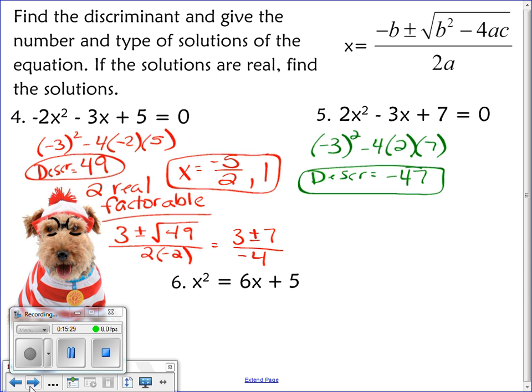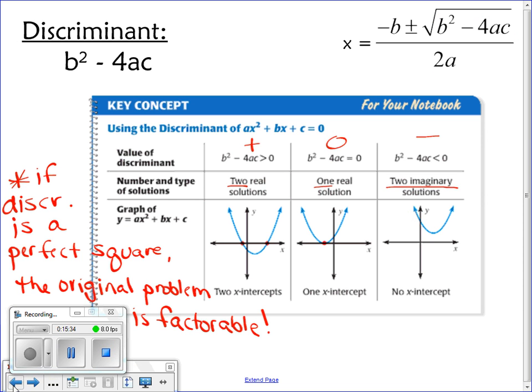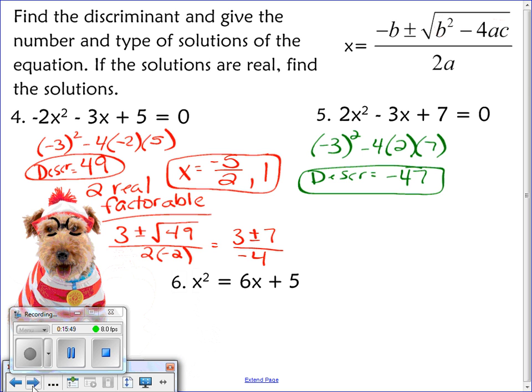Question. It is all based on that. If it's positive, you have 2 real. If it's 0, you get 1 real. If it's negative, you have 2 imaginary. Yeah, it's based on that chart right there. So what do you think, Jesse? If I have negative 47 for my discriminant, what kind of answers will I have? Will I get 1 or 2? Good. Yeah. 2 imaginary. Is it factorable? No, that's not a perfect square.